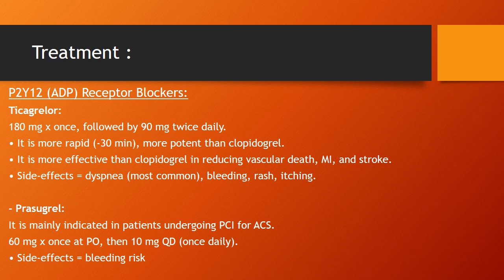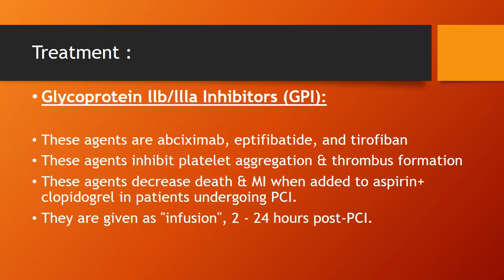Prasugrel is mainly indicated in patients undergoing PCI for ACS, and we will give 60 mg once orally, then 10 mg once daily. Side effects can be bleeding. Avoid in patients who are more than 75 years of age because of risk of hemorrhagic stroke.